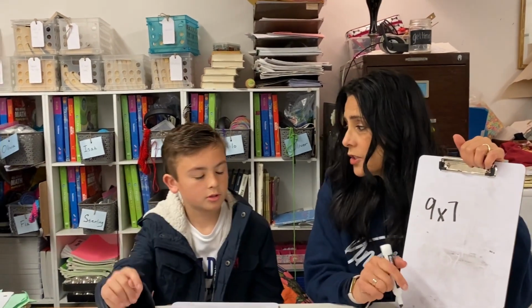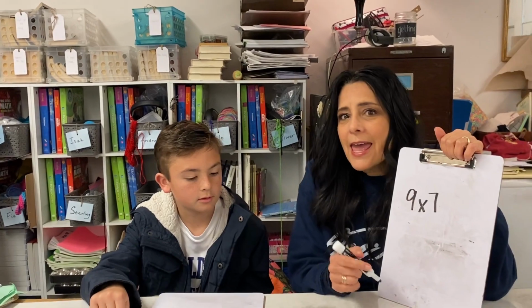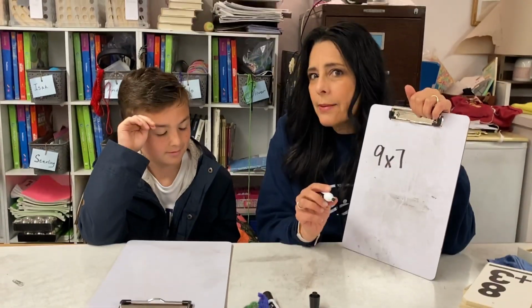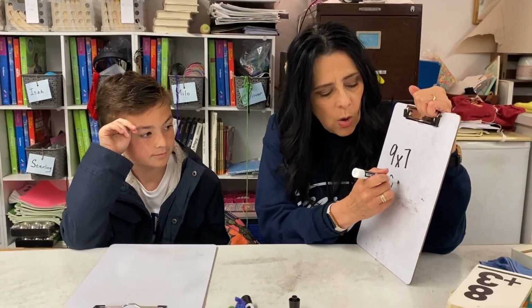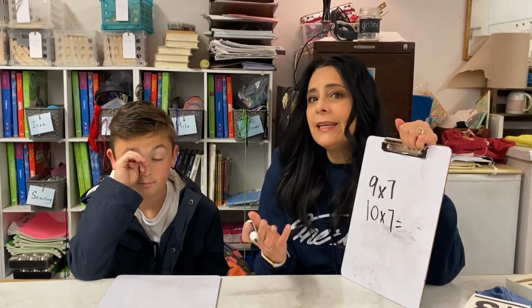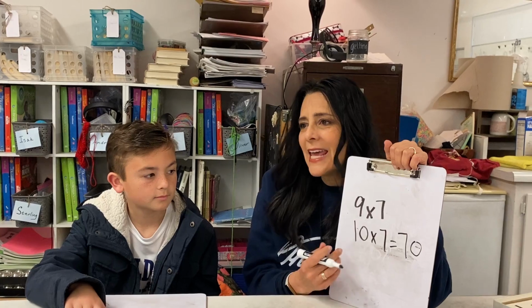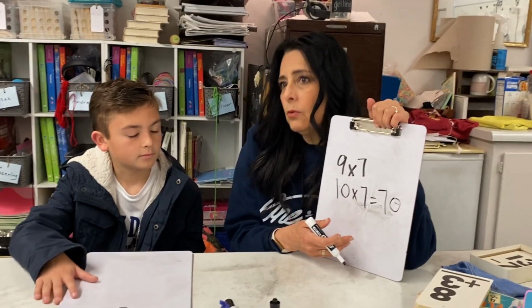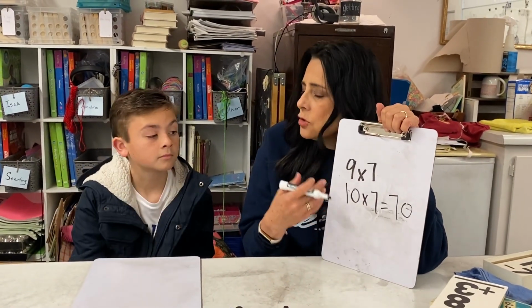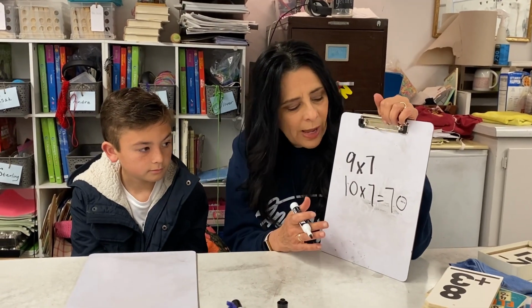Oh, wait, are you talking about 9? The 9. What's it really close to? 10. And we kind of grabbed onto that because we know what 10 times 7 is very easily. And so then I said, but we have 10 sevens. We only need 9 sevens. So what should we do? How can we fix this?